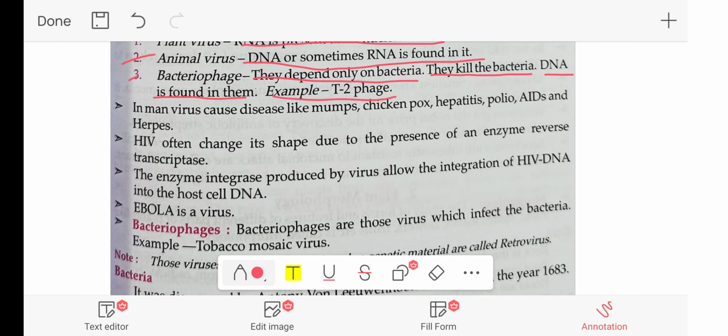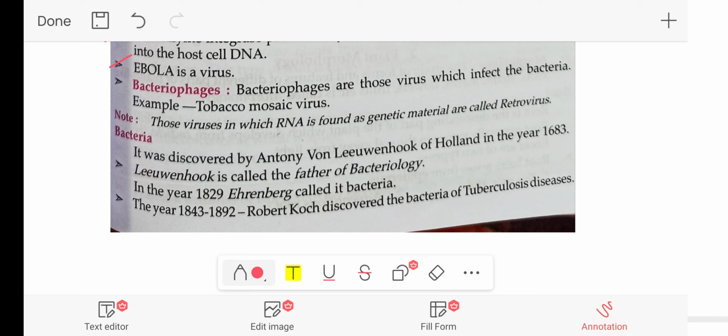In man, viruses cause diseases like mumps, chickenpox, hepatitis, polio, AIDS, and herpes. HIV often changes its shape due to the presence of an enzyme, reverse transcriptase. The enzyme integrase, produced by the virus, allows the integration of HIV DNA into host cell DNA. Ebola is a virus. Now let's read about bacteriophages. They are those viruses which infect bacteria. Example, tobacco mosaic virus. Note, those viruses in which RNA is found as genetic material are called retroviruses.